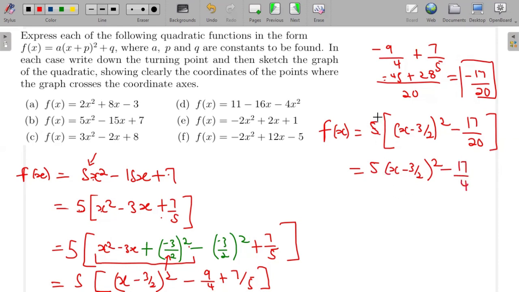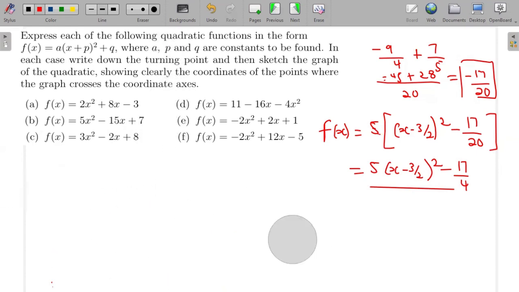Okay, because just say 5 into 5, 5 into 20. So this is my completed the square form. And then from here, we can get our turning points and our x intercepts, because the y-intercept is just the 7. So let's write it as 7. Turning points: if I equate x minus 3 over 2 to 0, I get x equals 3 over 2. So that will be my x coordinate.